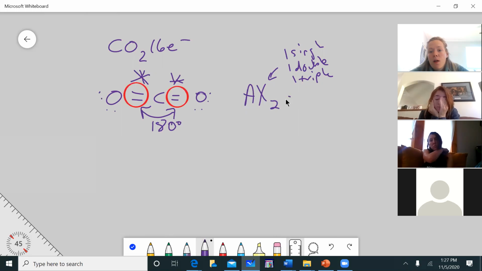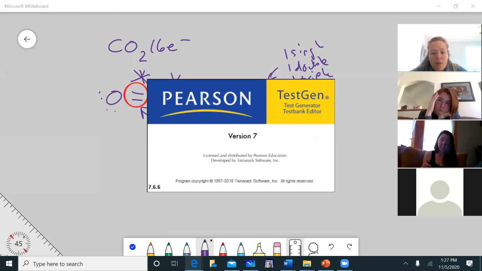So this formula will always give you something that's linear. And that is linear for the electrons. So the electrons themselves are 180 degrees from each other, and the atoms are also in a structure 180 degrees from each other. Let's look at one that's a little bit more complicated.